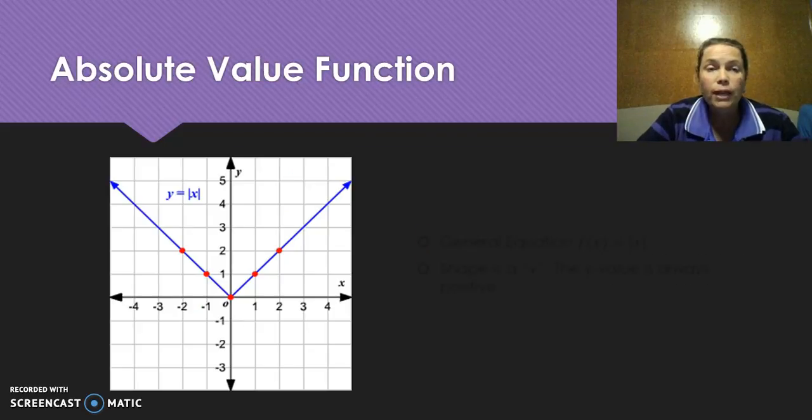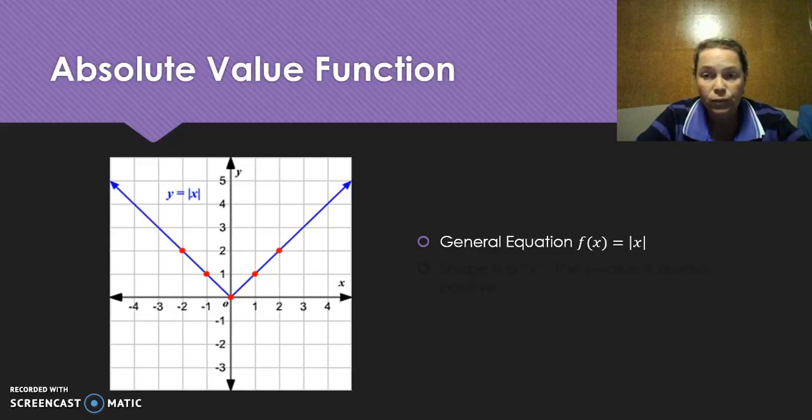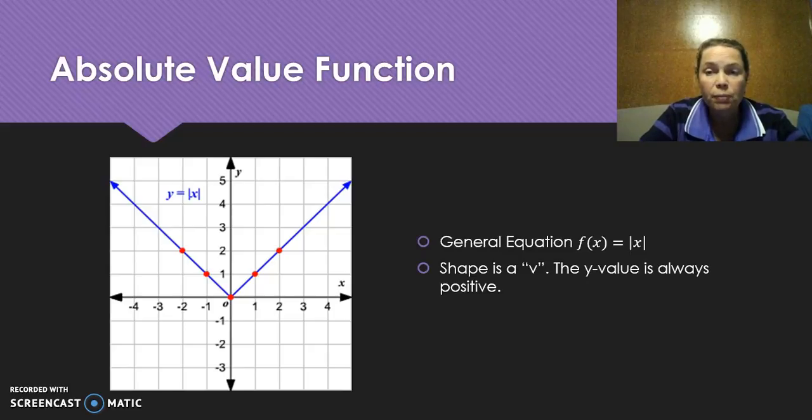Our next one we'll look at is the absolute value function. It has a really distinctive V shape, and our general equation is f of x is the absolute value of x. So, as I said, it's a V shape. The y value is always positive because absolute value is magnitude, so that is always positive because there's no direction to it. So, as I said, it's got that really distinctive V shape.